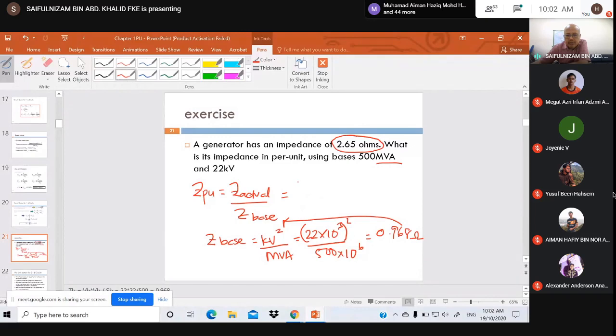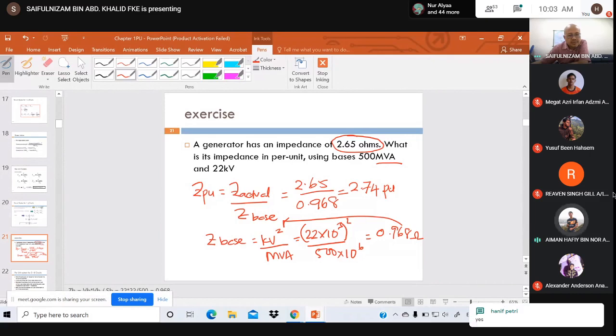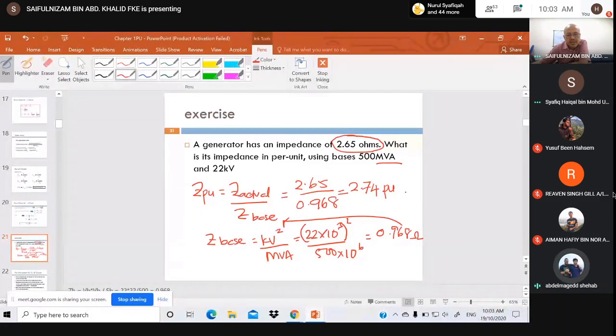So you get actual value 2.65 divided by 0.968. So what is the per unit value? 2.74 PU. All of you got the same answer? Yes. Everyone should get the same answer, 2.74 PU. Anyone who still didn't get the per unit value or base impedance?